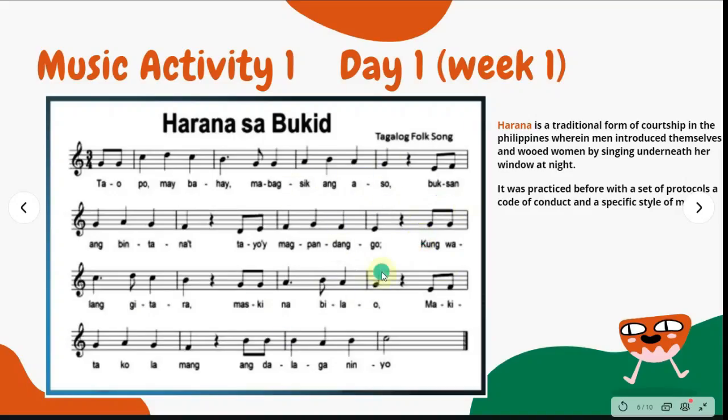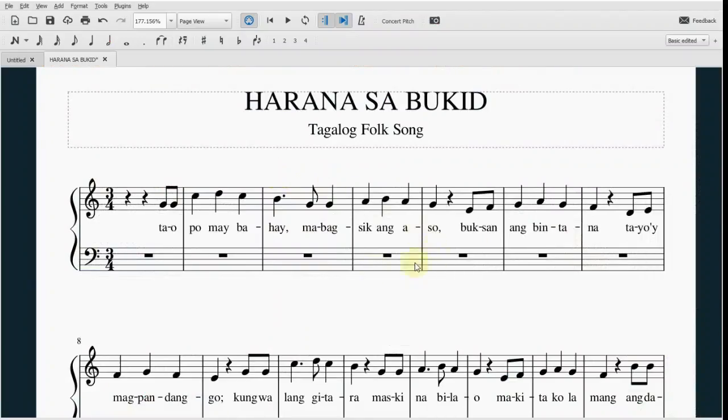Okay? So we're going to sing this song first. We need to learn this. We need to study the tune of this song. Okay, you follow me. We need to listen to this. Okay, so listen very carefully.